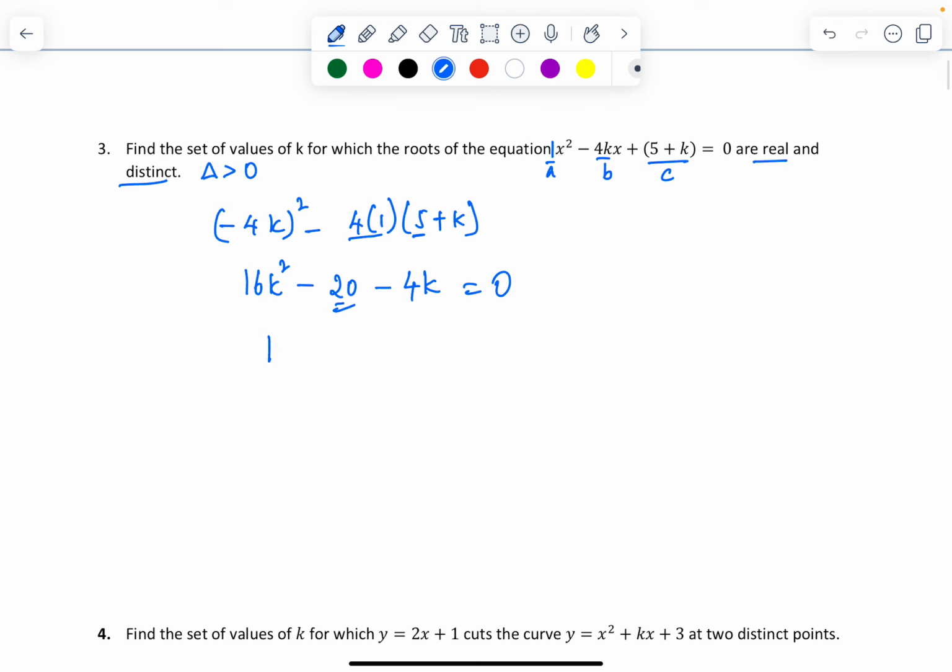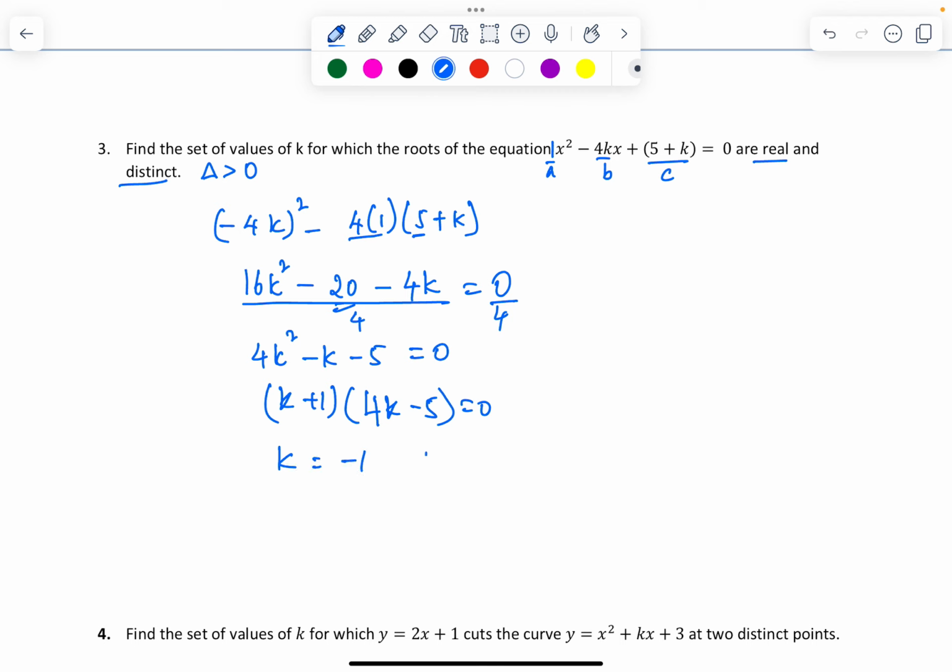So let me factorize. First I think we can divide by 4 on both sides. So this gives me 4k square minus k minus 5 is equal to 0. So now I factorize: k plus 1 times 4k minus 5 is equal to 0. So k equal to negative 1 and k equal to 5 over 4.